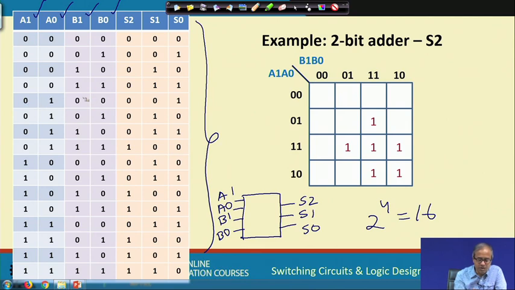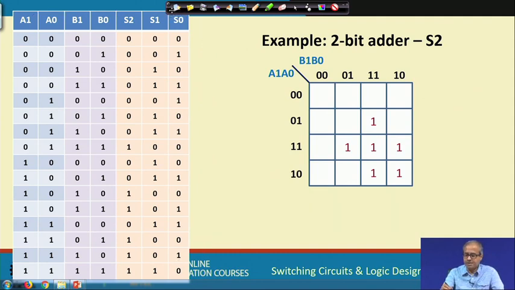0 1 is 1, 1 plus 0 is 1, 001, 1 plus 1 is 2, 010, 1 plus 2 is 3, 011, 1 plus 3 is 4, 100, 2 plus 0 is 2, 010, 2 plus 1 is 3, 2 plus 2 is 4, 100, 2 plus 3 is 5, 101, 3 plus 0 is 3, 3 plus 1 is 4, 3 plus 2 is 5 and 3 plus 3 is 6, 110.